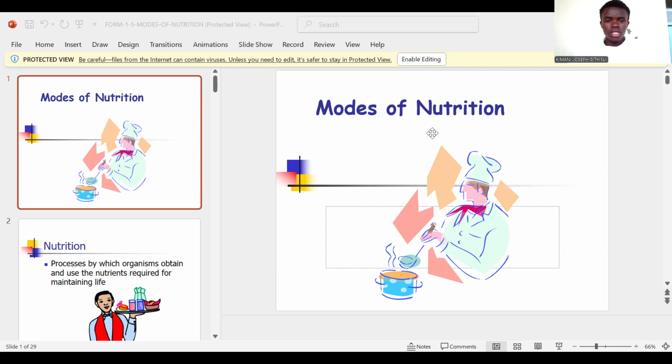So now for today's topic, we are going to talk of modes of nutrition, or basically ways of nutrition, ways in which they acquire and utilize these substances or these food substances.